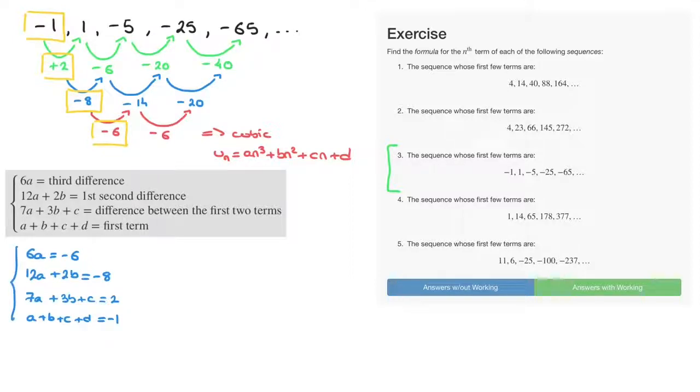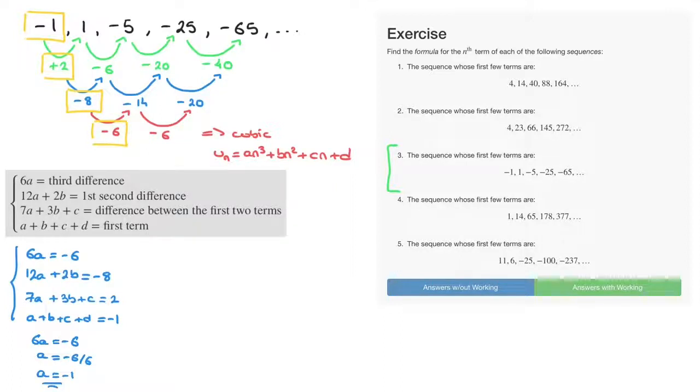We now have our 4 equations, and we solve them going from top to bottom. That is, we start with 6a equals -6 and work our way downwards until the last one. So let's go ahead and do that. The first equation, 6a equals -6. If we divide both sides by 6, that becomes a equals -6 over 6. And that leads us to a equals -1.